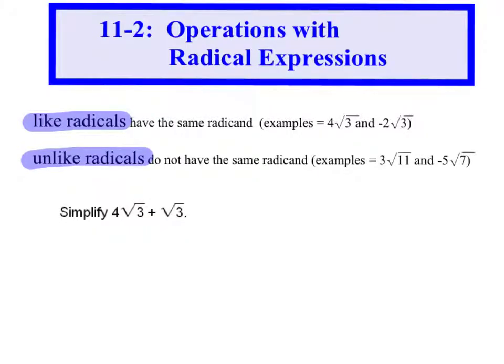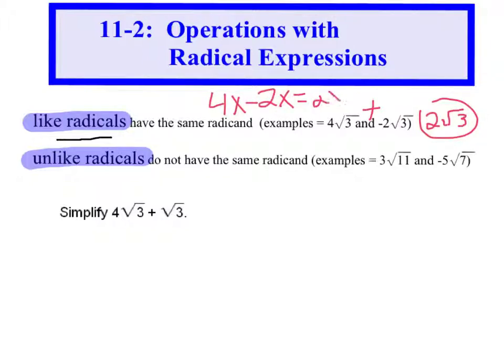Okay, let's define some of our terms. Like radicals are kind of like terms. They have the same radicand, meaning the number underneath the radical sign. That's the radicand. So, 4 square root 3 and negative 2 square root 3 are like radicands. Now, we could add them together and say that it would be 2 square root 3. All we do is add the coefficients. It's the same as saying 4x minus 2x equals 2x.